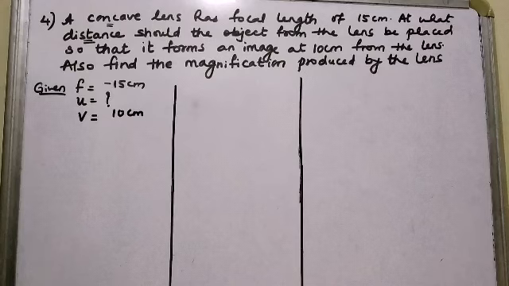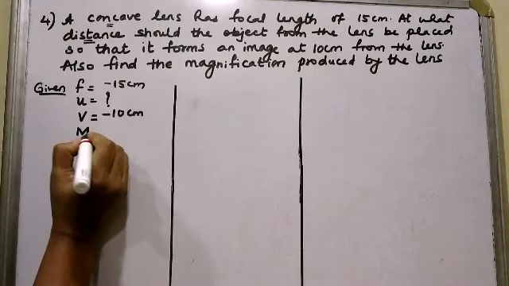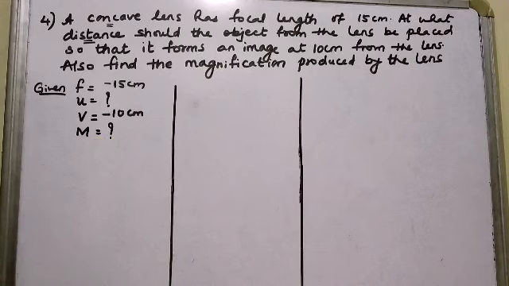Now in case of concave lens, the image is always formed on the left hand side of the lens because the image is always virtual and erect. So since the image in concave lens is formed on the left side of the lens, v will be equal to minus 10 centimeters. Okay, so we have to find out u and we have to find out the magnification which is produced by the lens. So m is equal to question mark.